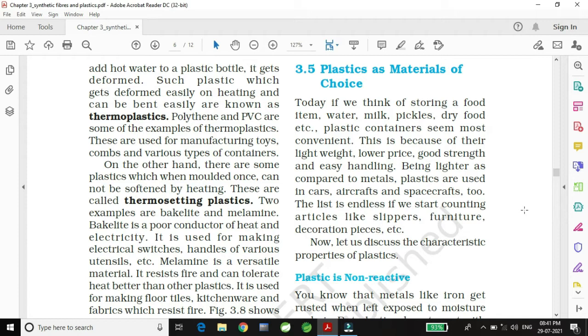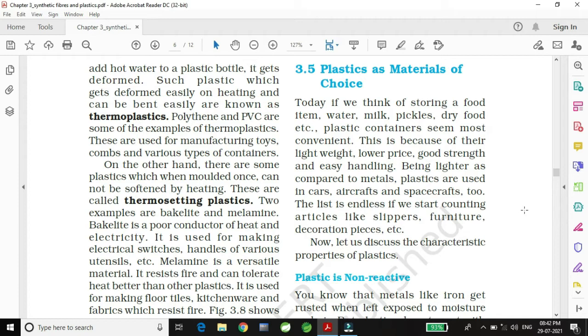On the other hand, there are some plastics which, when molded once, cannot be softened by heating. These are called thermosetting plastics. The word thermosetting means that thermo is heat and setting means it will set permanently. Two examples of thermosetting plastics are bakelite and melamine.